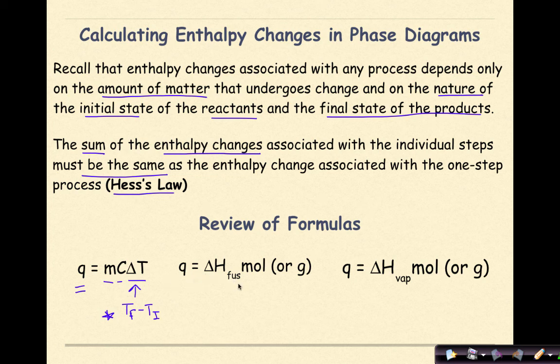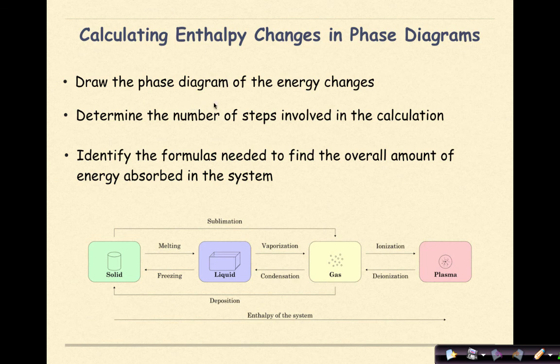Q equals delta H fusion times either the moles or grams talks about the heat of fusion. Q equals delta H vaporization times either moles or grams talks about finding the heat of vaporization. All three of these formulas will be used in our next example. There are a number of steps that you're going to want to follow as you calculate enthalpy changes. The first is to draw out the phase diagram of the energy changes. The second is to determine the number of steps involved in the calculation. That is key. Finally, identify the formulas needed to find the overall amount of energy absorbed in the system.